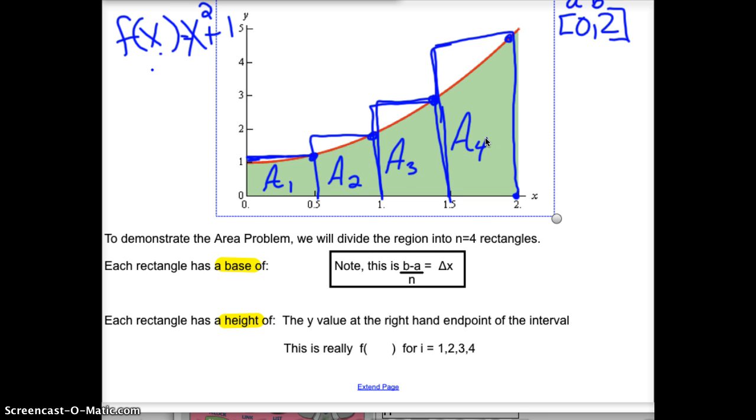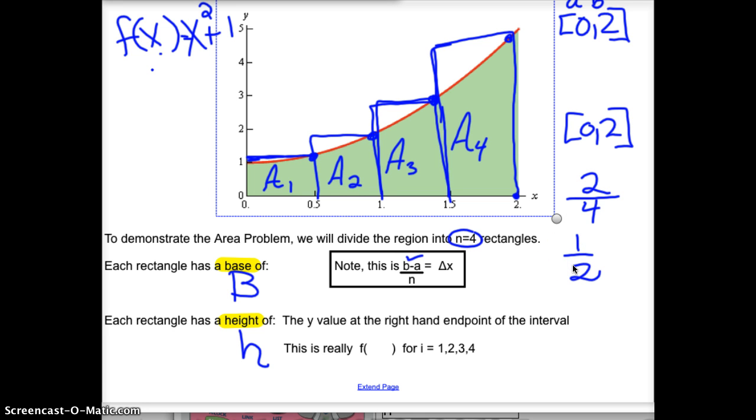To get their area, we use the area of a rectangle, and for that we need its base and its height. Let's go up here and discuss how you get those. If your interval is from 0 to 2, that means it's 2 in length. You would just do what the book says, you subtract them, and that gives you how long of an interval you have. We are going to chop this into 4 rectangles. So if I take the length of 2 and divide it into 4 pieces, each would be a half.